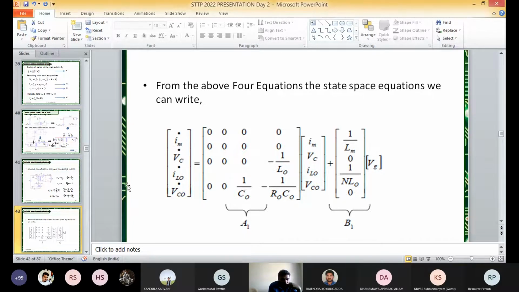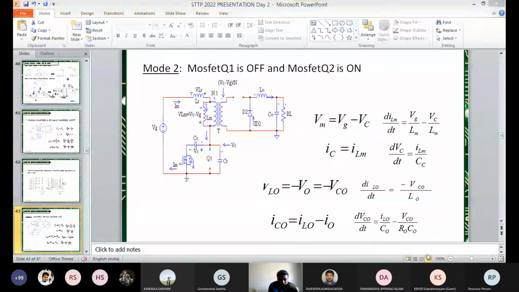The other one is the off state. Off state means main MOSFET Q1 is turned off and Q2 is turned on. As I already told, the voltage across the clamp capacitor VC becomes more than VG, so it simply acts as a source for the primary circuit. That's why VM equals VG minus the voltage across the capacitor, and some current circulates through the clamp capacitor, that is IC equals ILM. The voltage across the inductor VL0 equals minus V0 only, since there is no secondary voltage from the transformer, and IC0 equals IL0 minus I0.